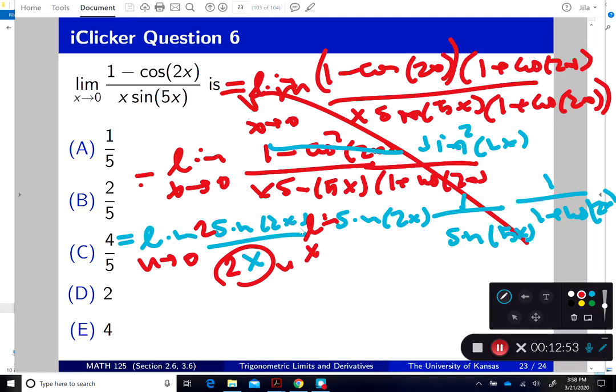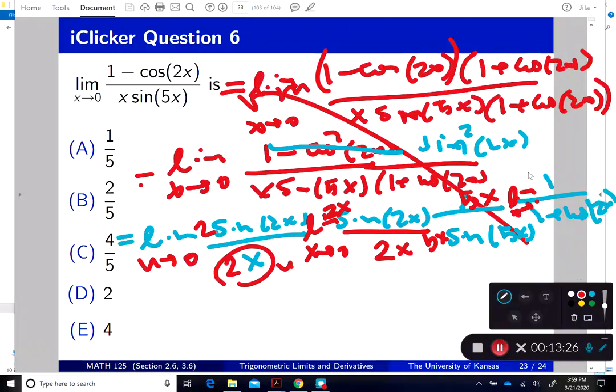Limit as x goes to 0. And then now I need the 2x in the bottom, so I'll multiply the top by a 2x. Then over here, I need a 5x on top to have basically a reciprocal of that limit that we use. So I multiply by 5x. And then I don't change that at all. And I take the limit as x goes to 0 for that one. Now it looks like I'm going somewhere.